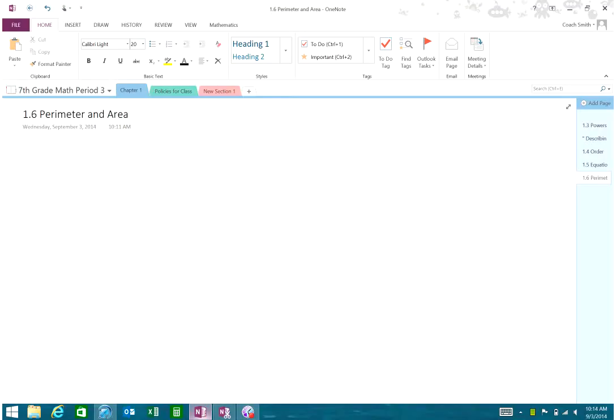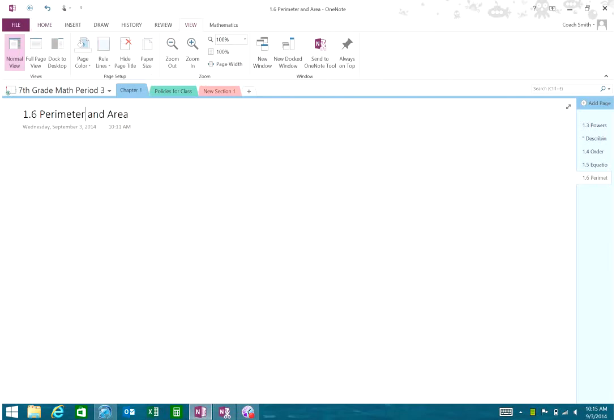All right, perimeter and area, 1.6. Perimeter and area. Now, to understand perimeter and area, we have to know the difference between the two, okay? Today, they're basically going to talk about rectangles or squares in perimeter and area. Okay, so let's look at what perimeter is.